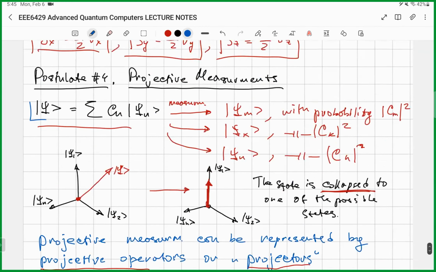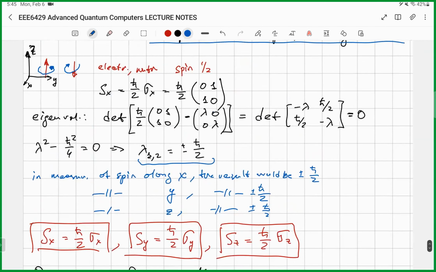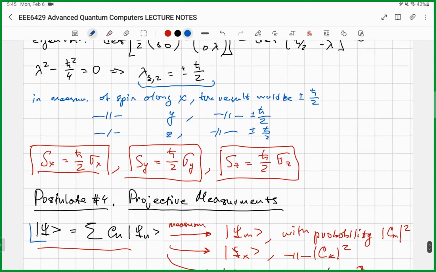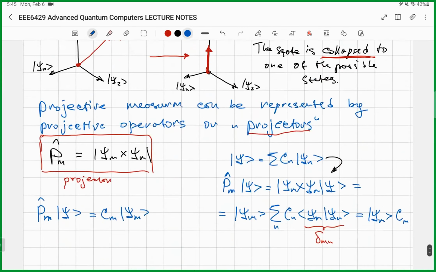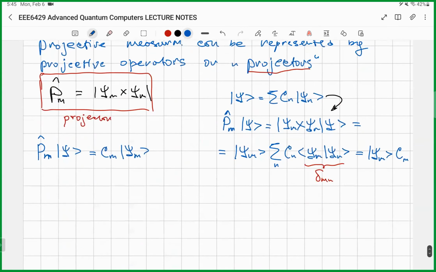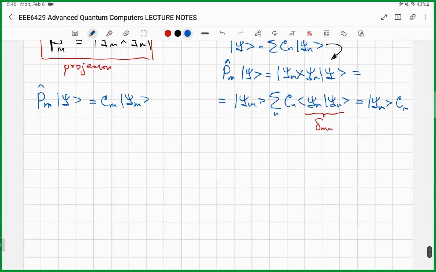And if you recall this example with the spin, for example, the projection operator here would be, I mean, these spin operators Sx, Sy, and Sz can be written as a projection operator of measuring the spin in a particular state. Very good. Do you have any questions? No, Professor.